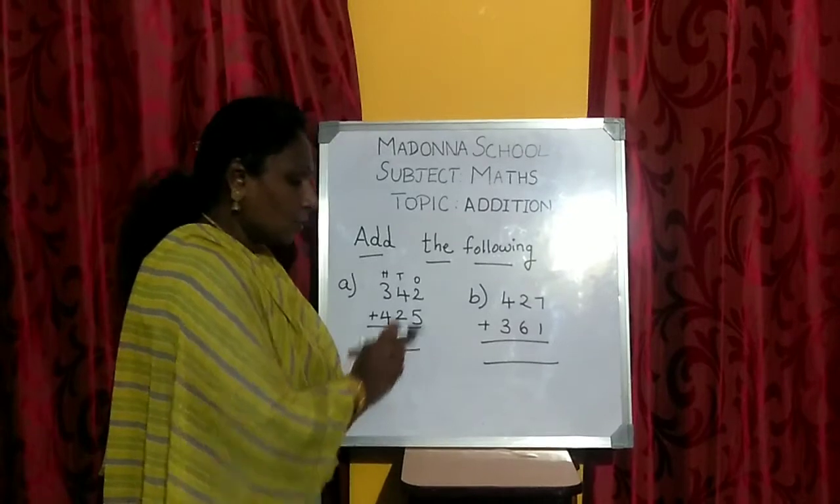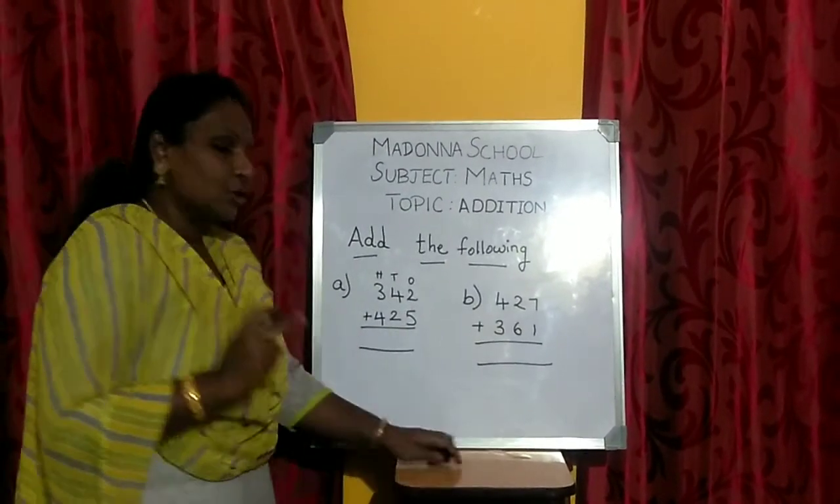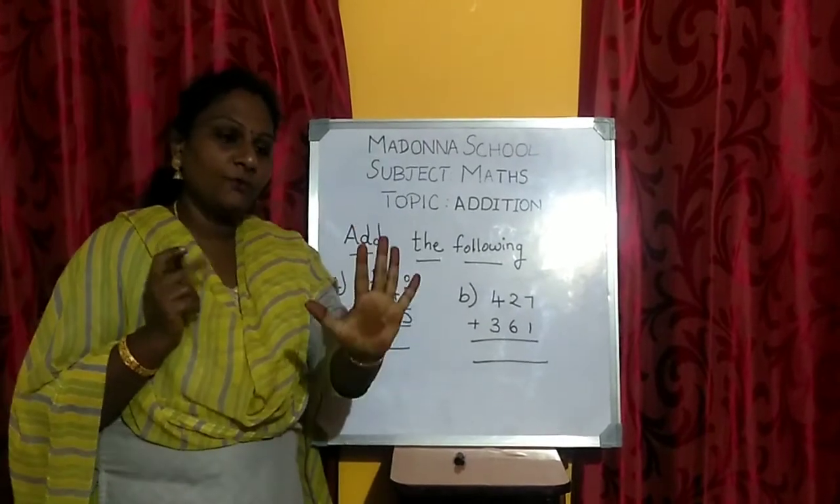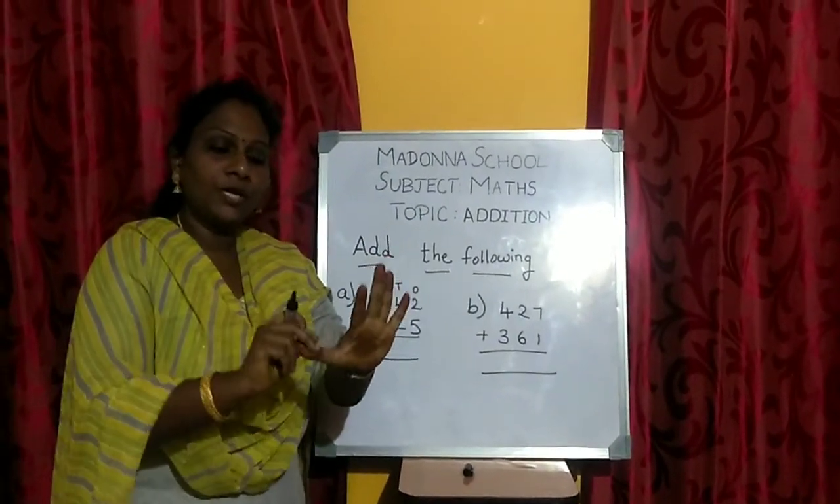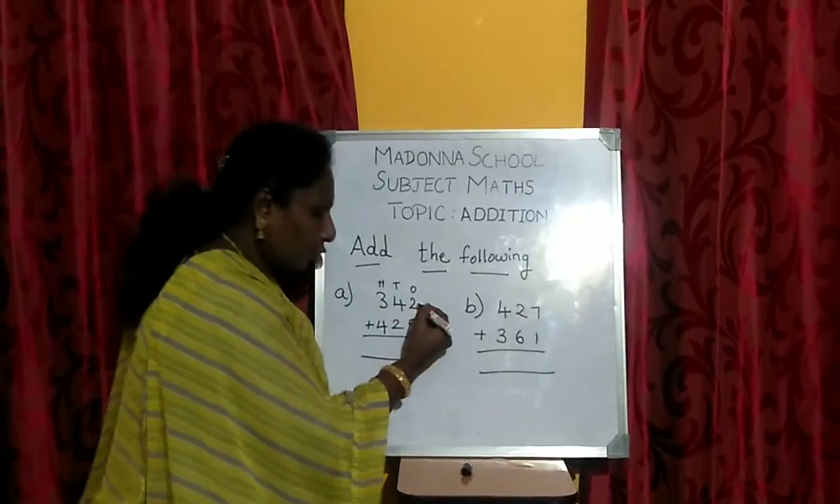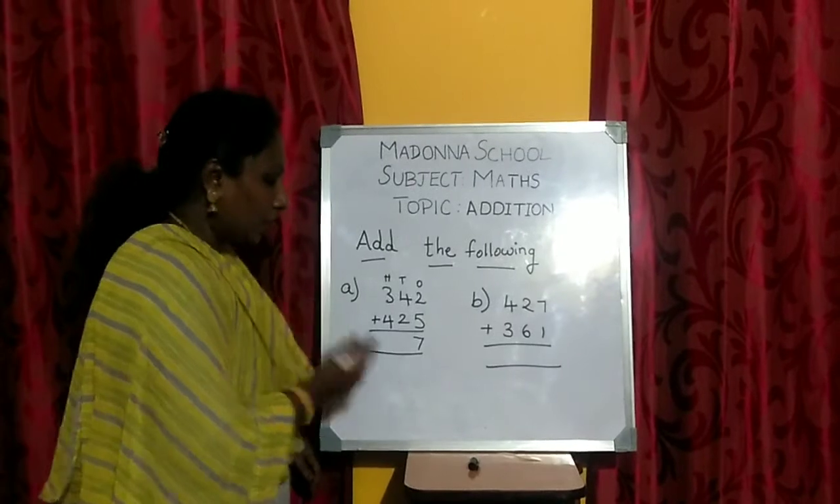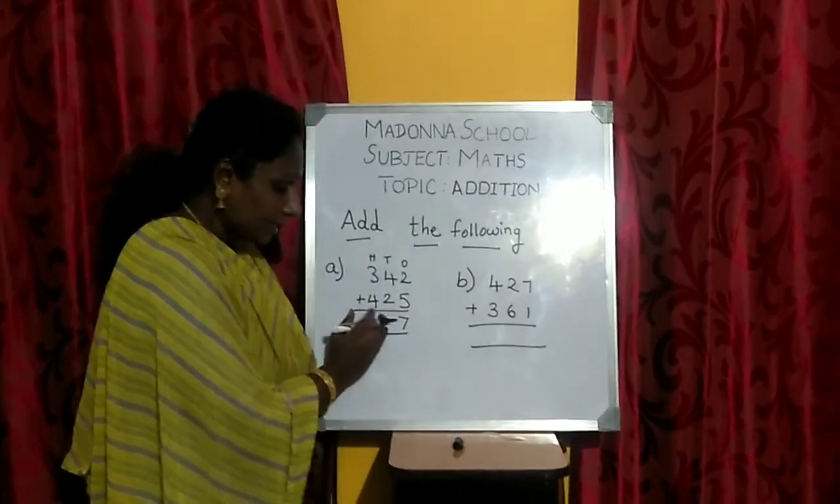2 and 5. So first number, keep it in your mind. Second number, show it on your finger. So 2 in your mind, 5 on your finger. After 2: 3, 4, 5, 6, 7. So 2 plus 5 equals how much, children? 7. Okay.